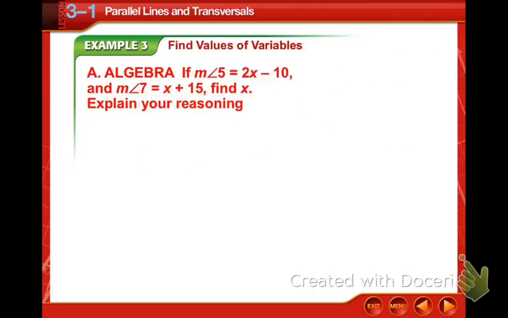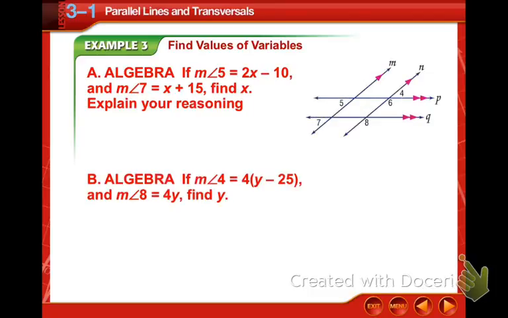Got two more practice problems here. Here's one of them. Actually, they're all on the same slide. Okay. So, the measurement of angle 5 is 2x minus 10. The measurement of angle 7 is x plus 15. We need to find x. And if we look in our picture here, you can see that 5 and 7 are corresponding angles. So that means they should be congruent. So we just set these equal to each other, and we can solve for x.